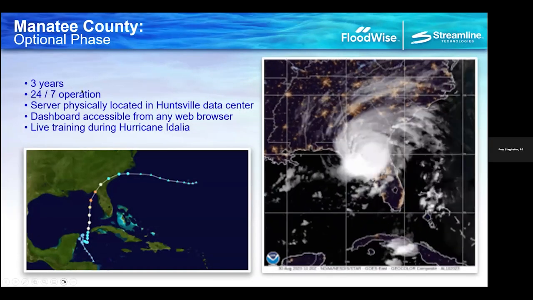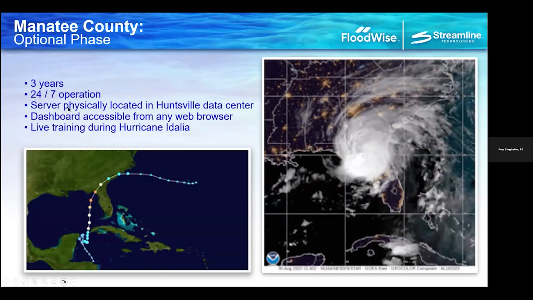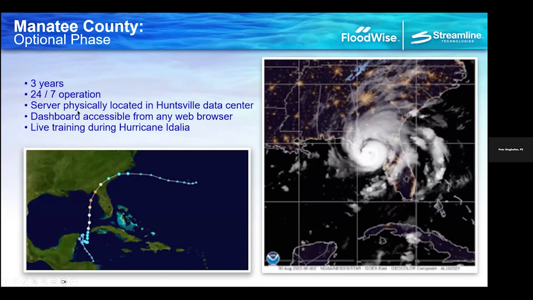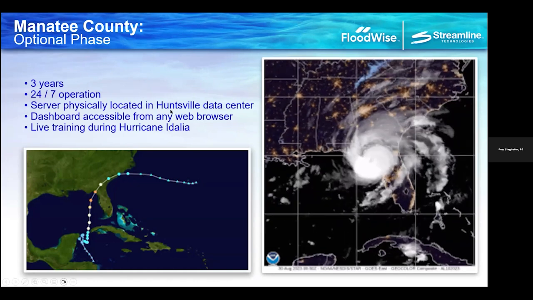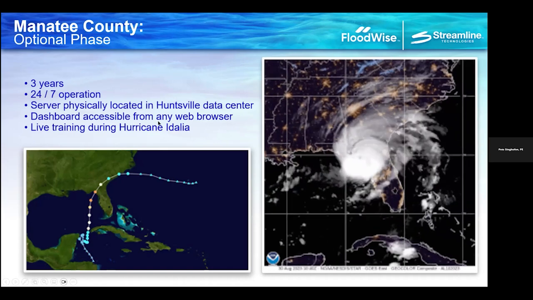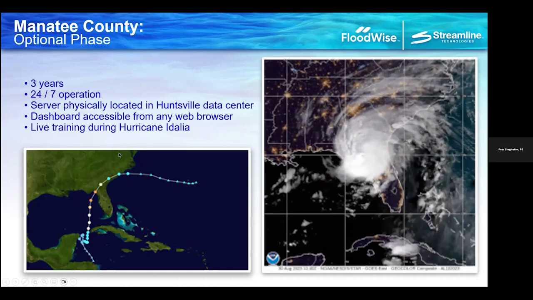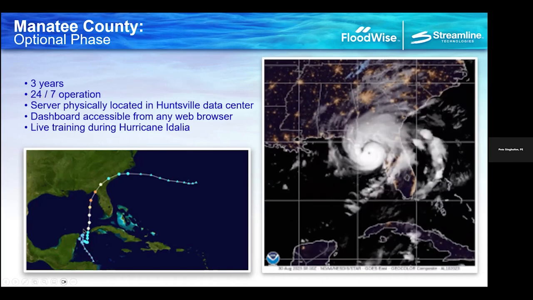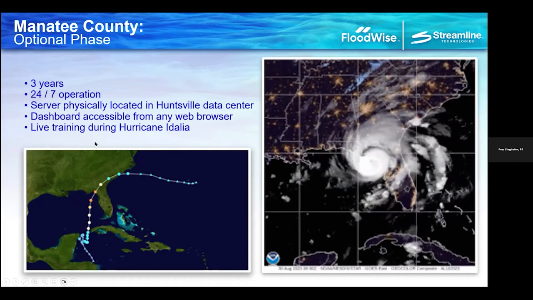So the system has been operational for 3 years. It runs 24/7. We put it on our computational server in Huntsville, Alabama, at a data center. The dashboard is accessible from any web browser. And then we actually went through training on this as Hurricane Idalia passed through the area. So that was kind of exciting.